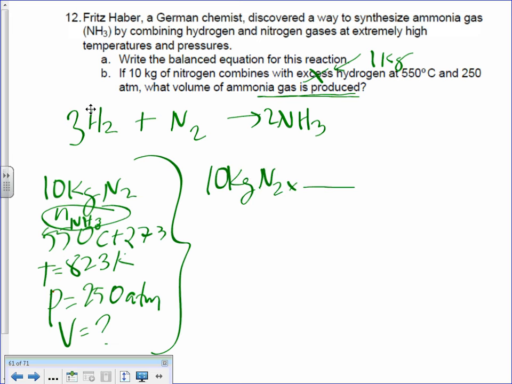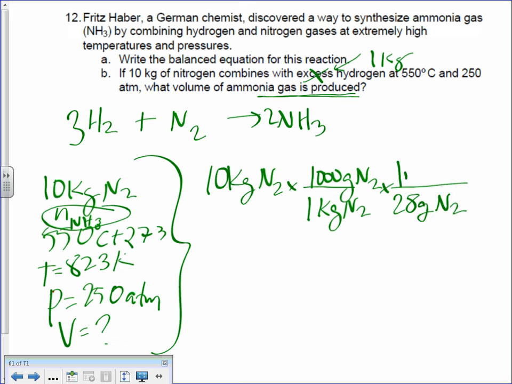Grams, same setup as last time, right? What goes on top? 1,000 grams of nitrogen is equal to 1 kilogram of nitrogen. That's our metric unit from unit 1. Next step. So you're going to moles, right? So what goes on bottom? Which is good. 28 grams of nitrogen because it's diatomic is equivalent to 1 mole of nitrogen. So we had to put our grams on bottom, so they have to cancel. Now we're in moles of nitrogen.